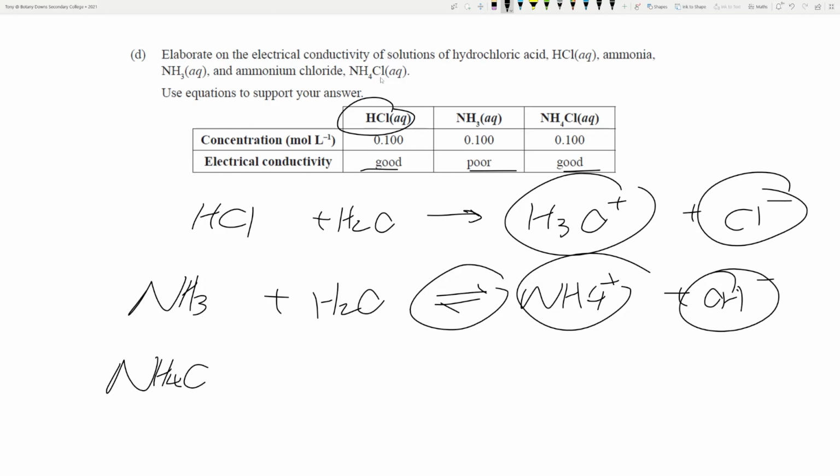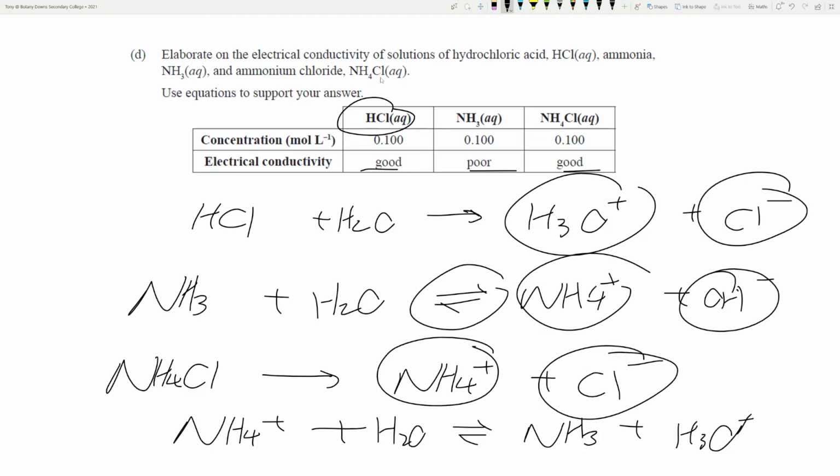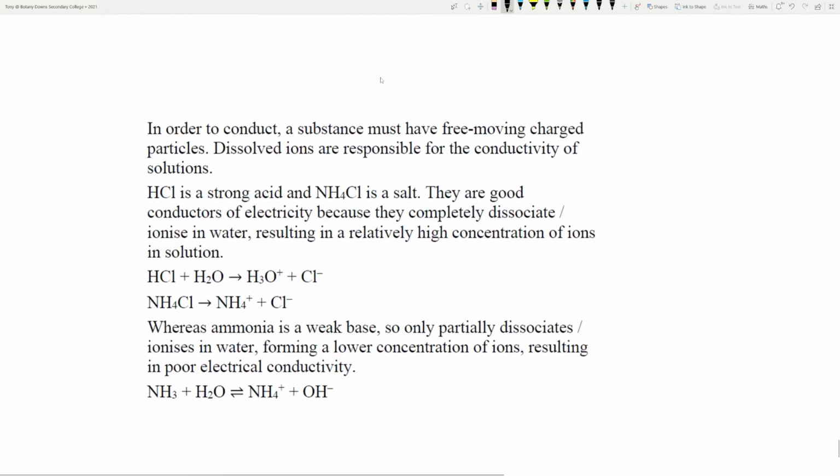And then your NH4Cl is the hardest one because first things first, this is a salt, you need to dissolve it first, and then you can tell that your NH4+ can further dissociate into NH3 and H3O+. So why is this a good conductor of electricity? Because you got lots of ions from here, which will conduct electricity really, really well.